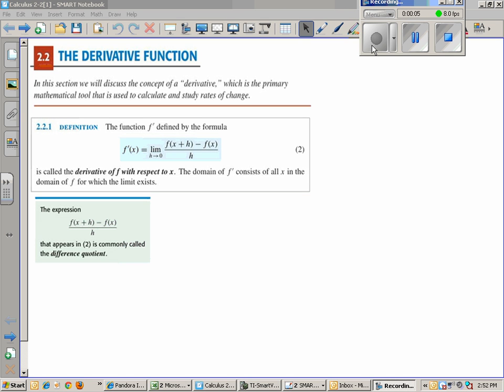So what we're going to do today is find out how we can use the derivative and apply that to our functions.